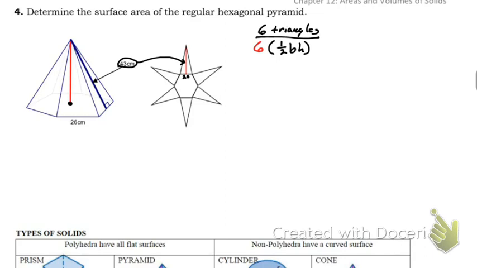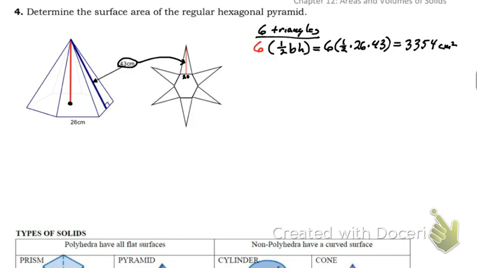So we should have all this information. So we're going to have 6 times 1/2. Well, 6 times 1/2 is just 3, so it really is 3 times my base times my height. Base is going to be 26 times our height. Our height is going to be 43. Cool. So that means we're just going to have to do 6 times 1/2 times 26 times 43, which should come out to 3,354 centimeters. And it would be centimeters squared because it is the area of the 6 triangles.